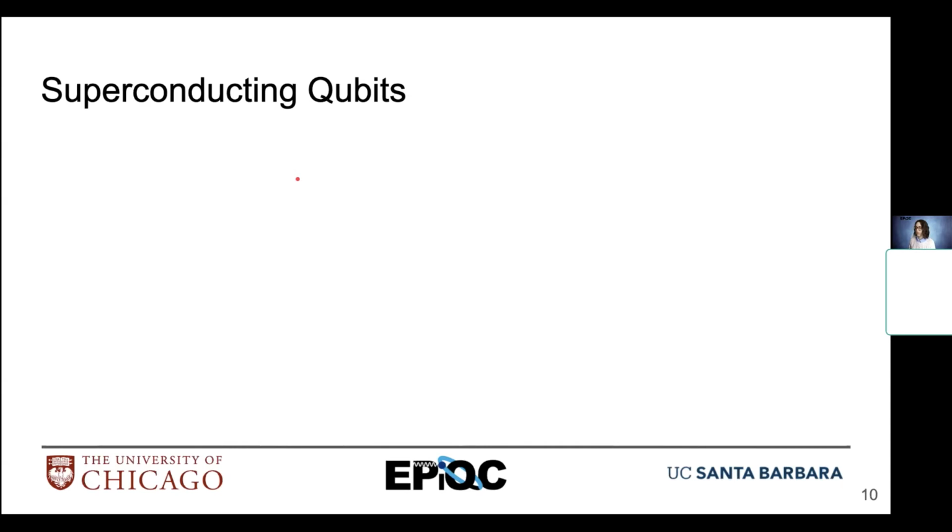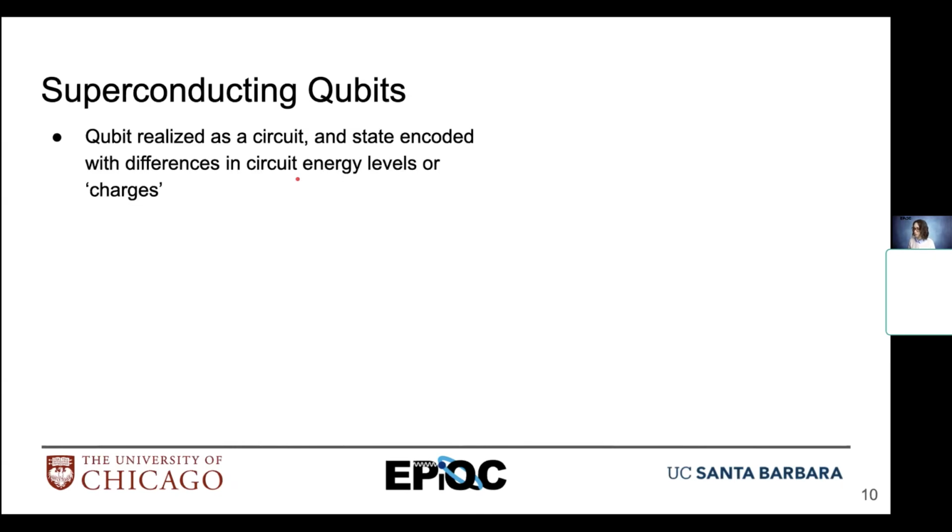So we'll start looking at superconducting qubits. We have a qubit realized as a circuit, and the energy is encoded with different circuit energy levels or charges. Now, as a note, there are different types of superconducting circuits. Some use flux and phase, but here we're working with charge-based qubits. So we are looking at differences in energy levels or charges.